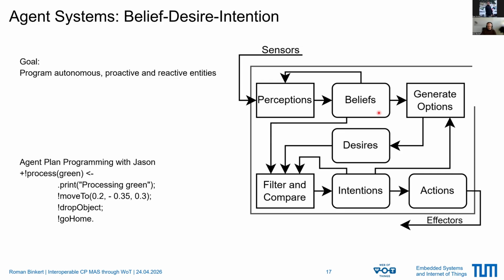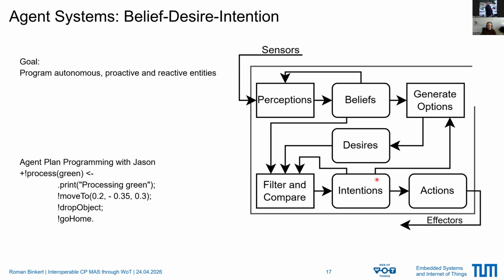But then it can have some desires. This is basically what it wants to reach. And it compares whether its belief about the environment is different from its desires. If this is the case, it tries to see if it can somehow change the environment more towards its desires. And then it has an intention to change it, basically.